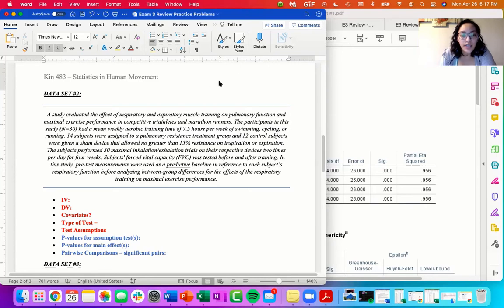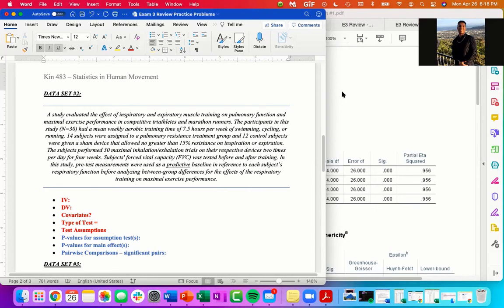Oh, question for what assumptions you're supposed to report in terms of p-values for MANOVAs. It would be the assumptions that you have for your regular one-way or two-way ANOVAs without the multiple dependent variables. So if you have a one-way repeated measures MANOVA, you would only report sphericity. So just the ones that you're used to reporting, pretty much.